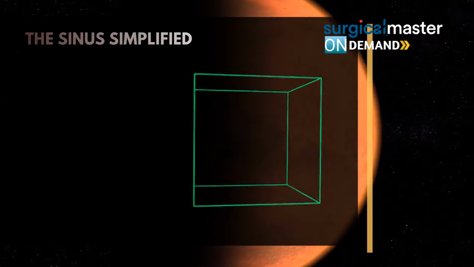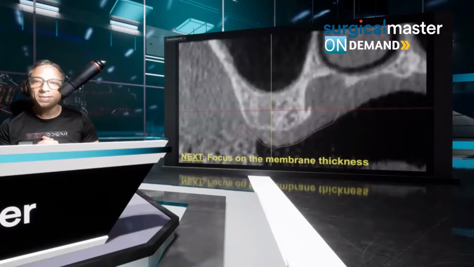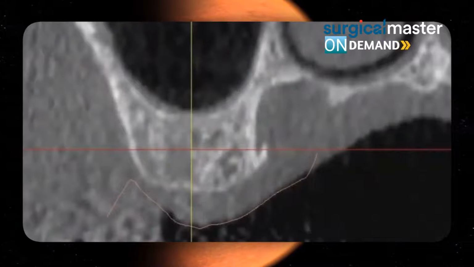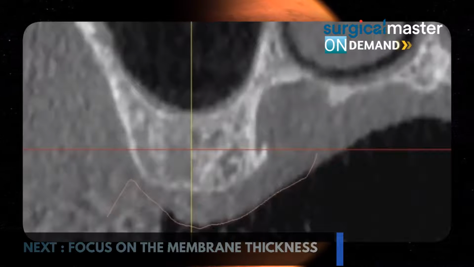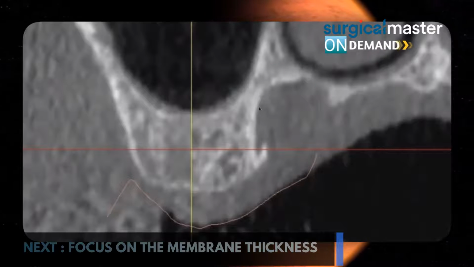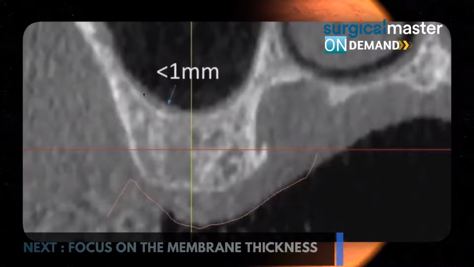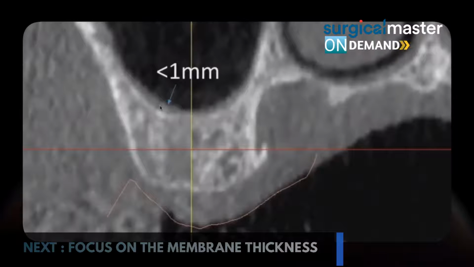So let's take a look at the ridge. The next thing that we're going to be focusing on is the membrane. The membrane is the lining of the sinus. This is the wallpaper that lines this three-dimensional room. We need to look at it as part of our analysis. We want to look at the consistency and the thickness of the membrane. For example, this membrane is about a millimeter in thickness, which is quite normal. It's actually on the thick side, and that's great.